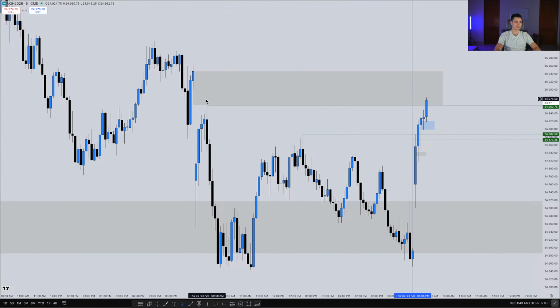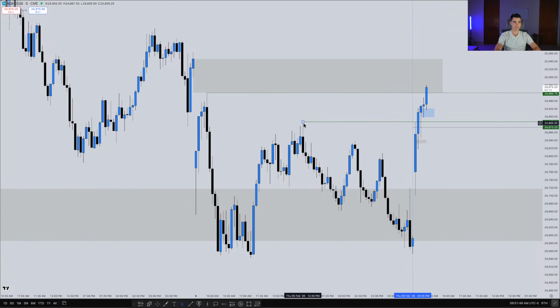Now we have to concern ourselves with the unfilled portion of this gap here. So the liquidity here, first target, second target, and then I would see if they want to close in that gap here.